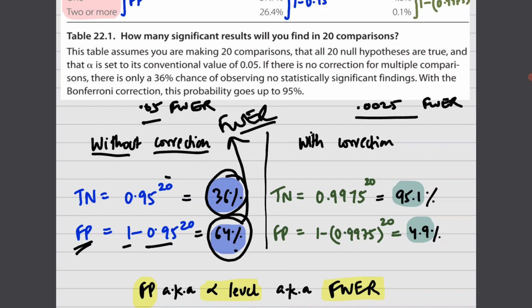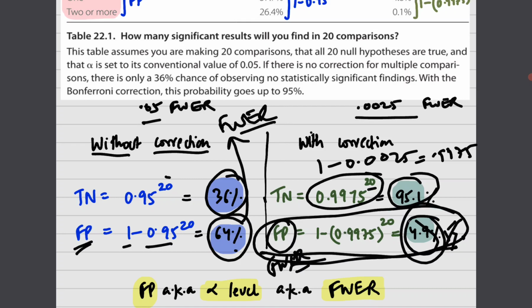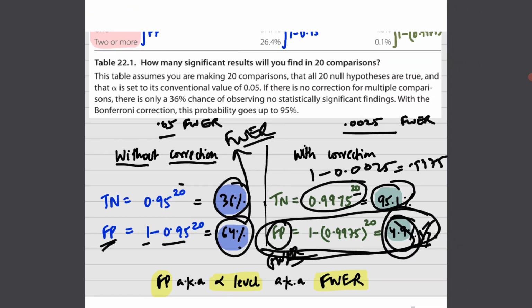Now once you have done the Bonferroni correction, the true negative rate for one comparison will be 1 minus 0.0025, which is 0.9975. For 20 comparisons, it will be 0.9975 raised to the power 20, or near about 95%. And the false positive rate or family wise error rate will be 100 minus 95, near about 5%. So you can see how by doing Bonferroni correction we have maintained the FWER at 5%. You can just pause the video and try it yourself.